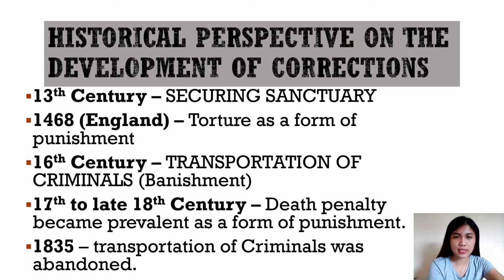And now let's discuss the historical perspective on the development of corrections. So, in the 13th century, it was considered as the securing sanctuary. This is where the criminal offender will claim refuge in the church for a period of 40 days. So, he will claim his protection inside the church for a period of 40 days.